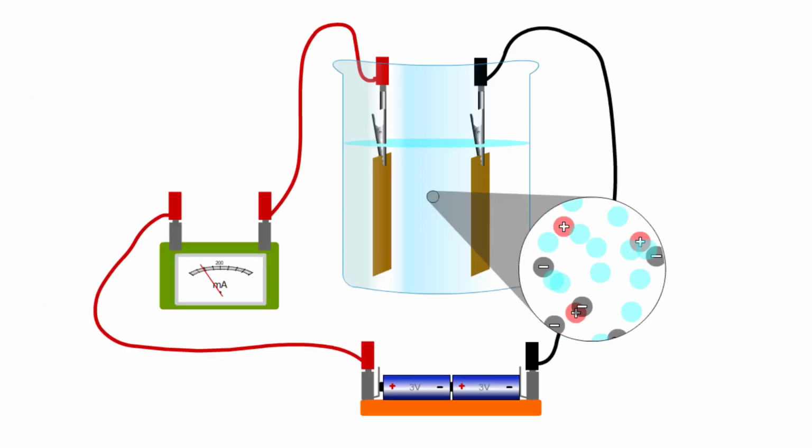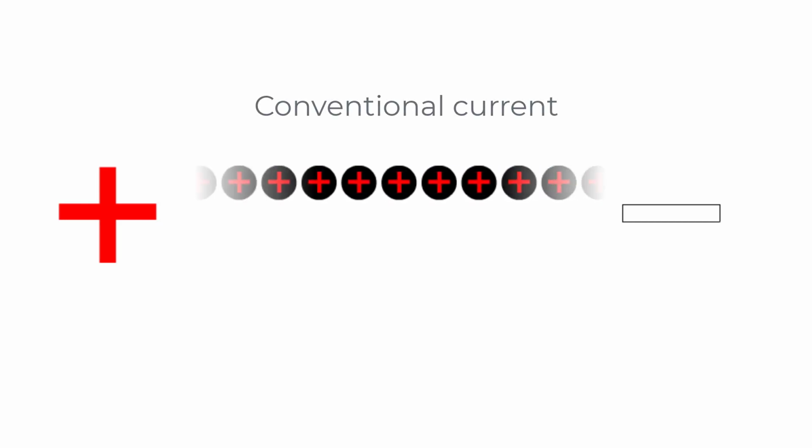In wires, the charged things that are flowing, the electrons, are negative. But in liquids, they're negative and positive ions moving in opposite directions. It turns out that it's easier if we pretend that electric currents always consist of positive charges moving in the sense positive to negative. And this is called conventional current.